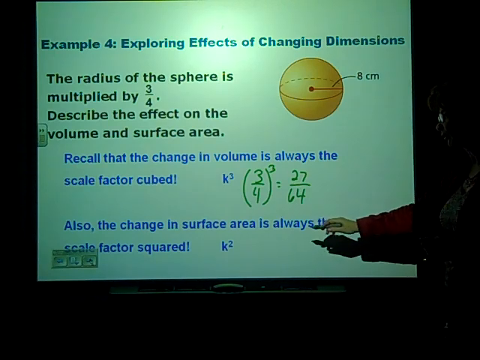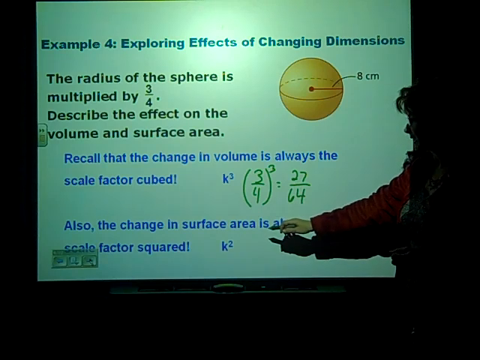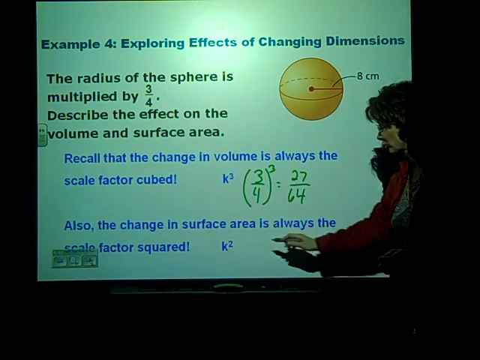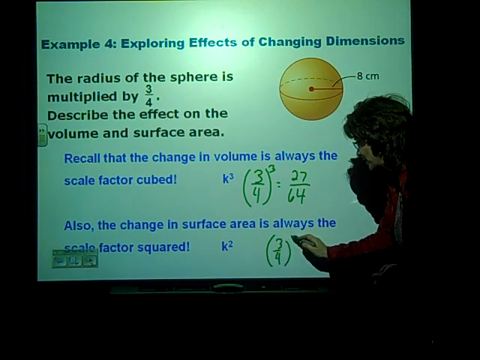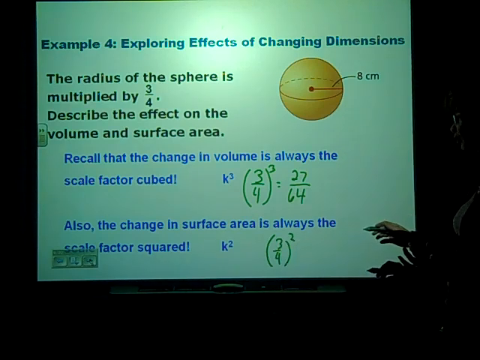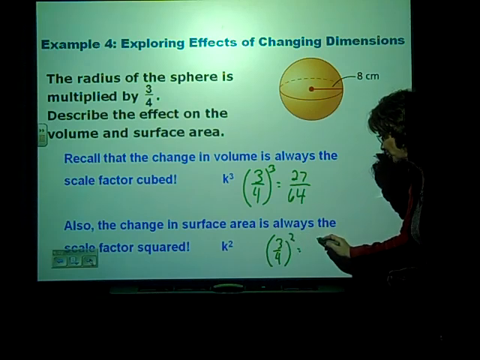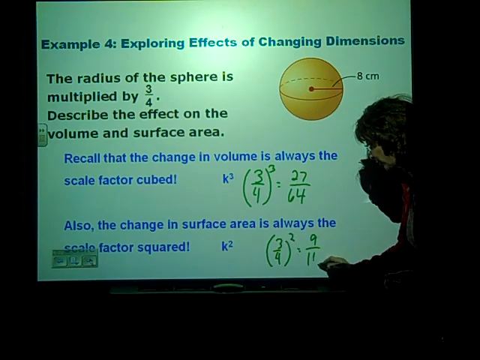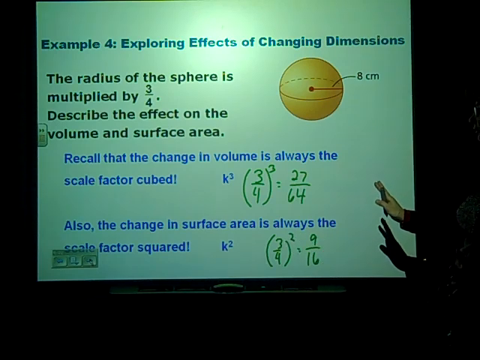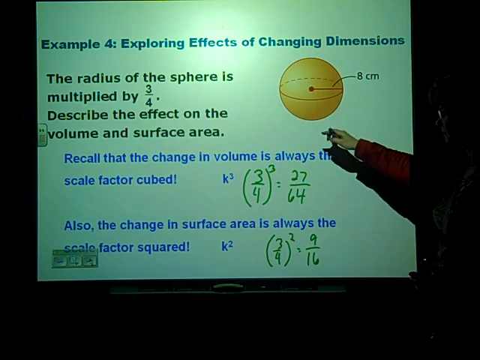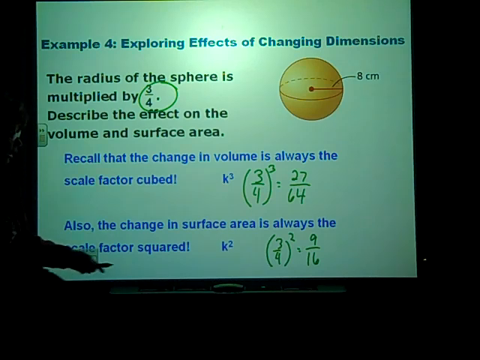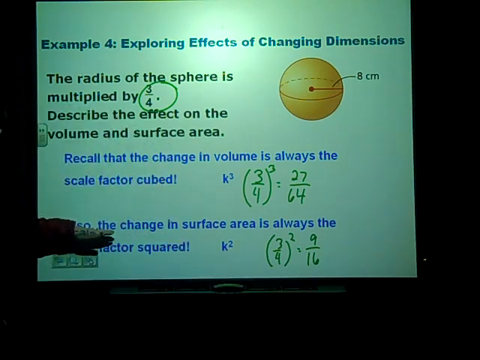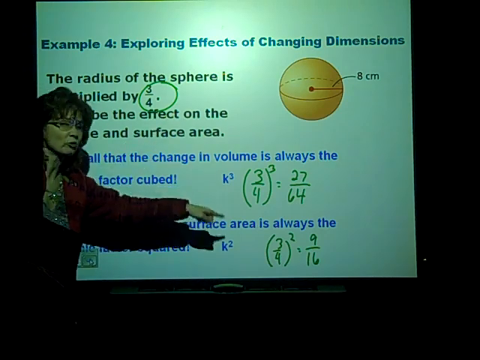What about the surface area? Well, that's going to be the scale factor squared. So for my surface area, the change will be 3/4 squared. 3 times 3 is 9, and 4 times 4 is 16. So all you need to do to find the change in volume, find your scale factor, cube it. All you need to do to find the change in surface area or area, find your scale factor, square it.